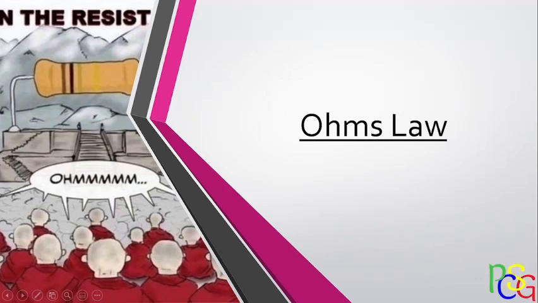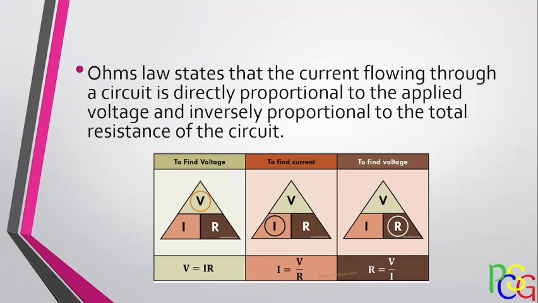So Ohm's law. Little meme there for you guys. Right. So Ohm's law states that the current flowing through a circuit is, let's start over. Ohm's law states that the current flowing through a circuit is directly proportional to the applied voltage and inversely proportional to the total resistance of the circuit. My bad. Right.